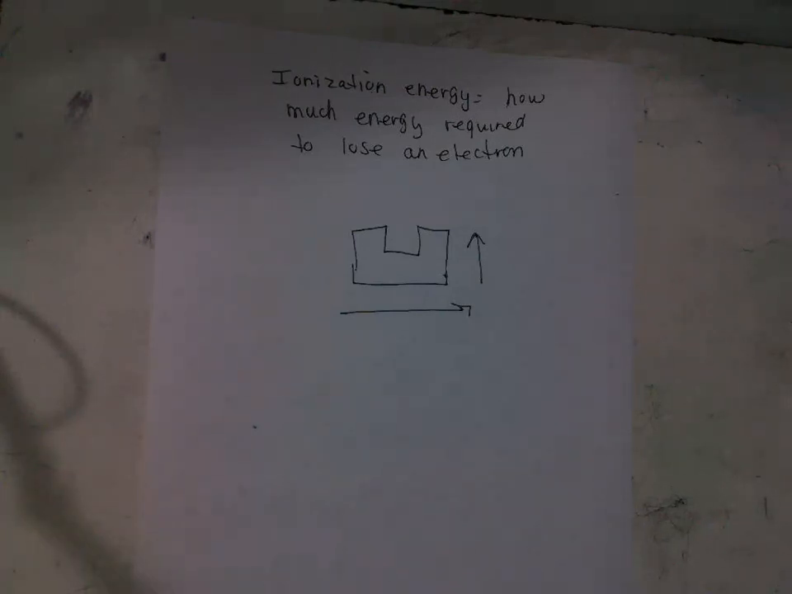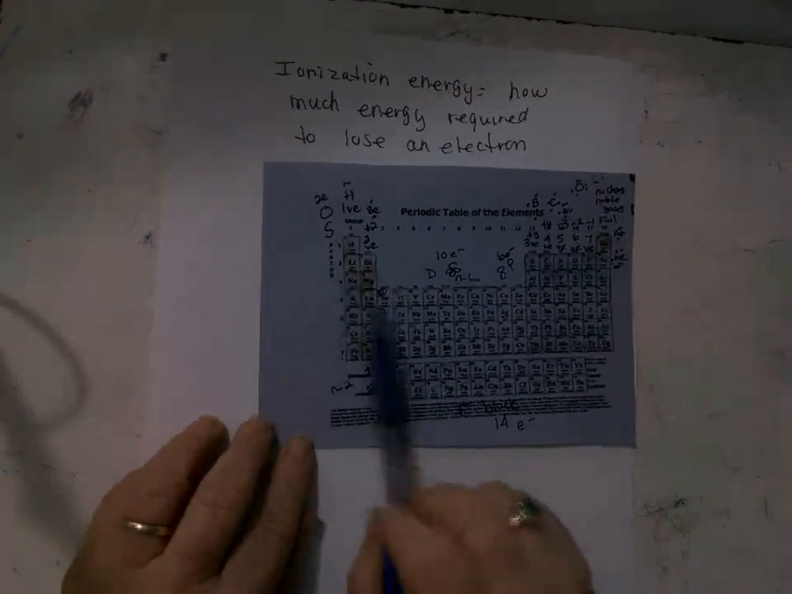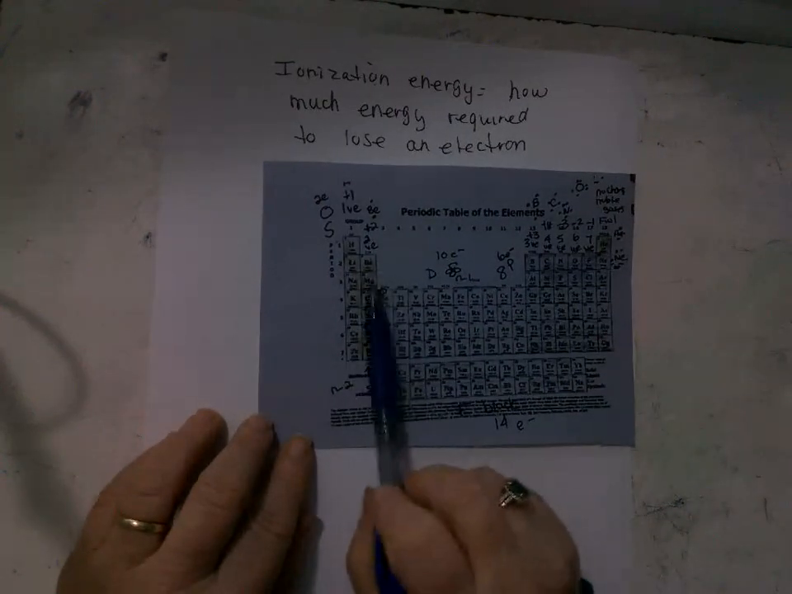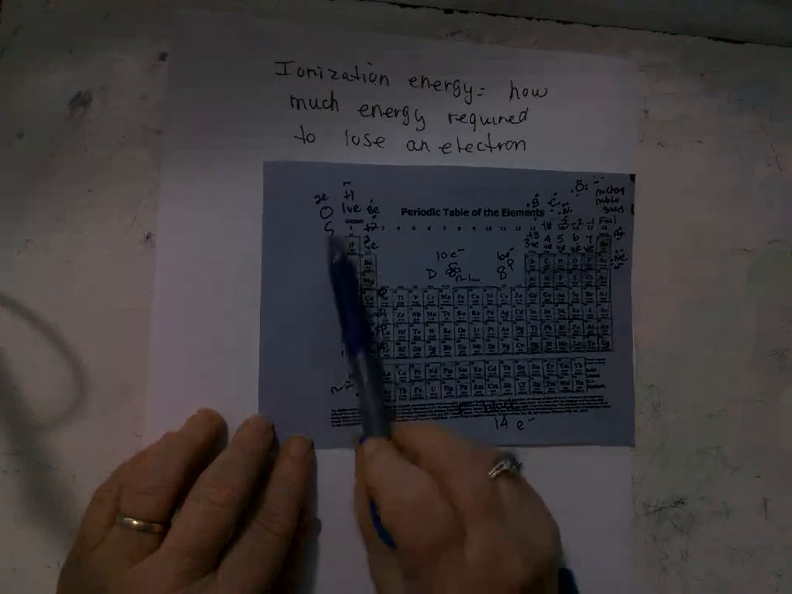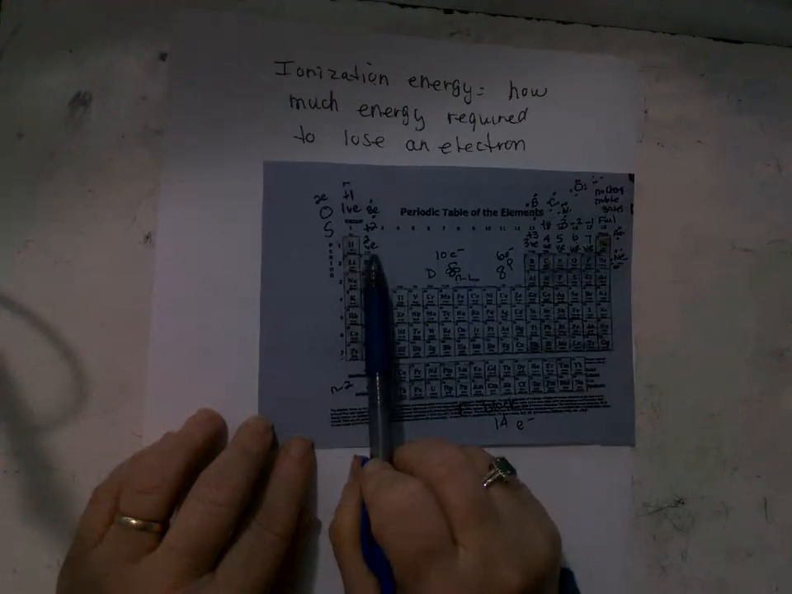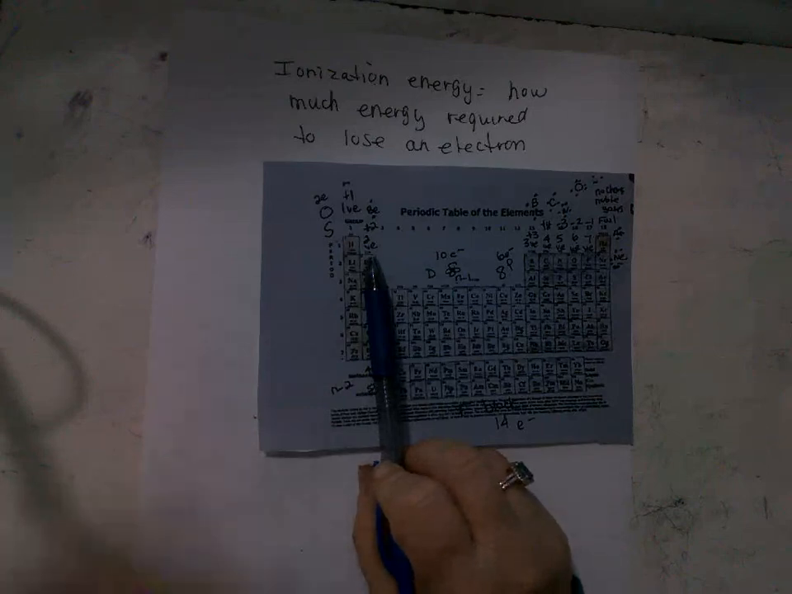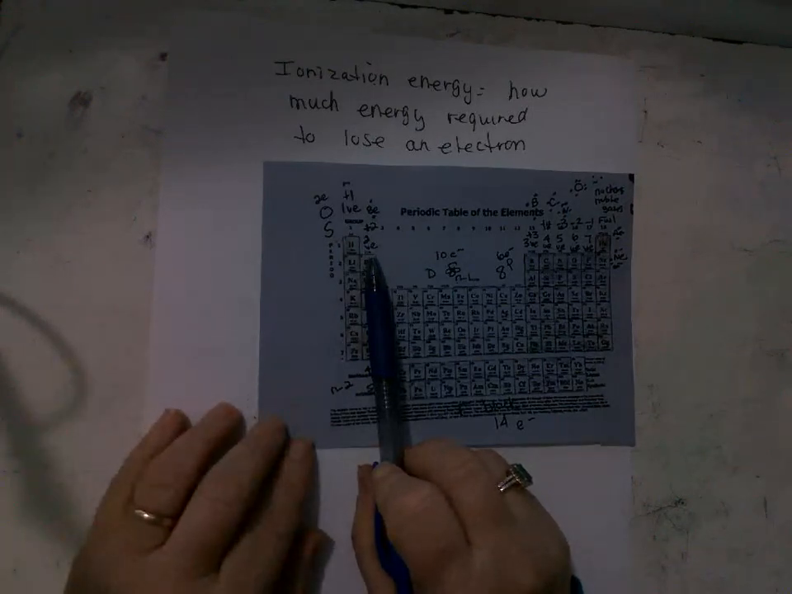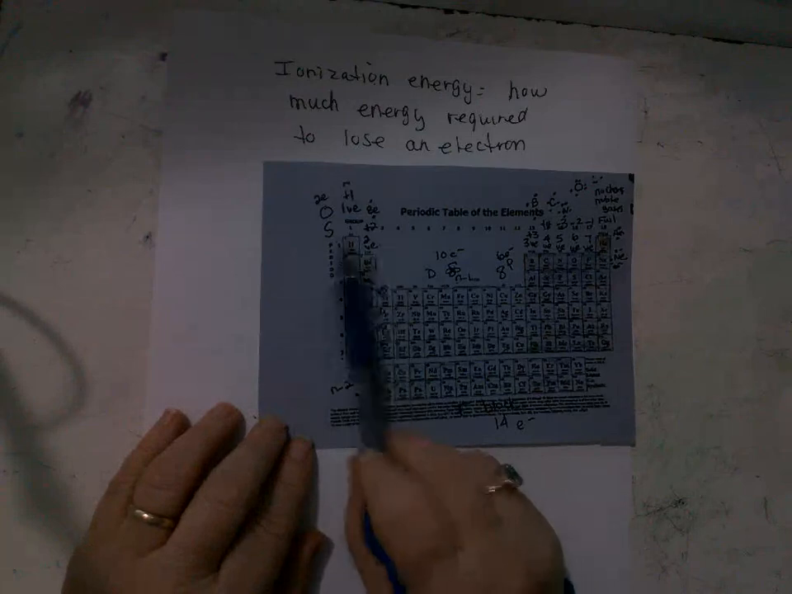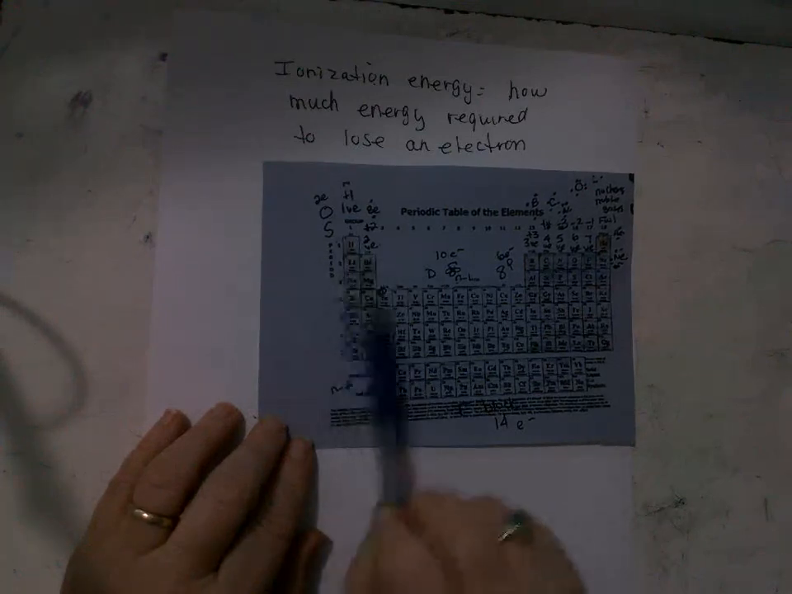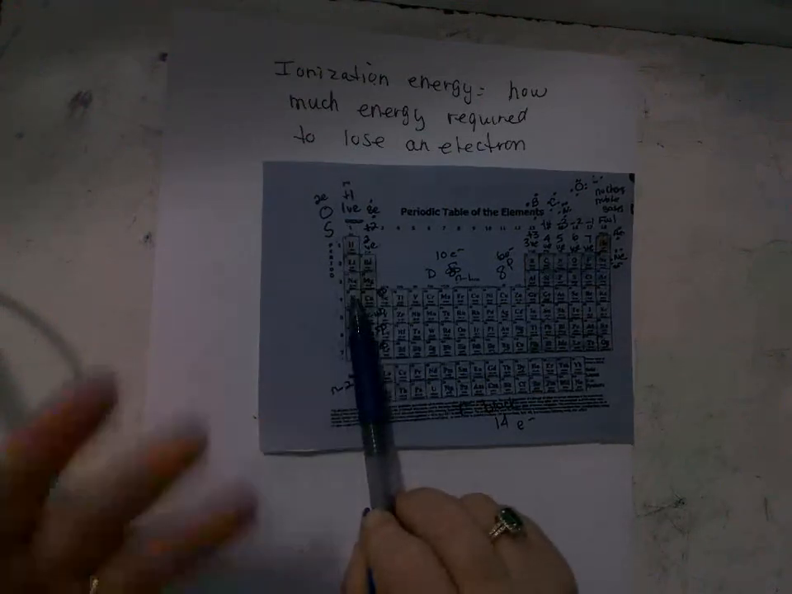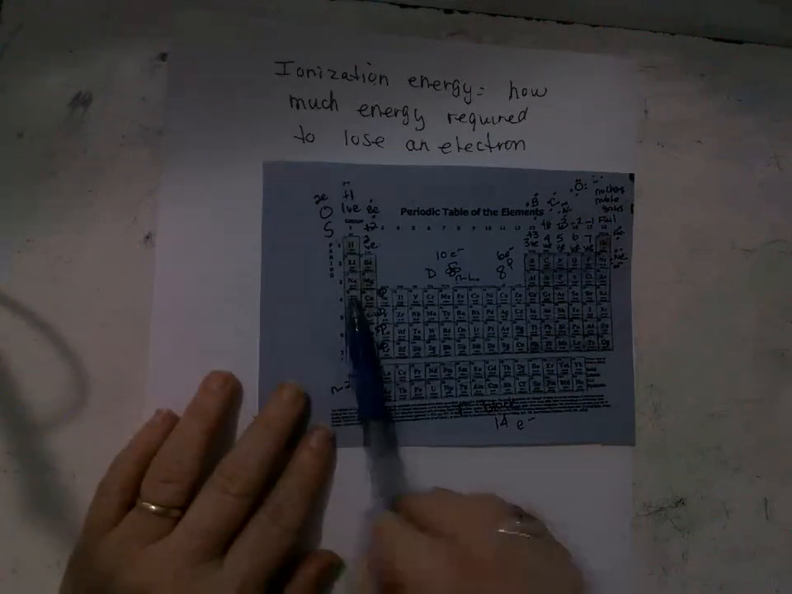So yesterday we covered ionization energy. It's how much energy is required to lose an electron. And we also decided that on this side of the periodic table are metals, and metals can have a low number of valence electrons, so they tend to want to give away electrons because there aren't that many of them, so it's easier to give them away. And therefore, it wouldn't require a lot of energy to take an electron from a metal because it's already trying to give that electron away.